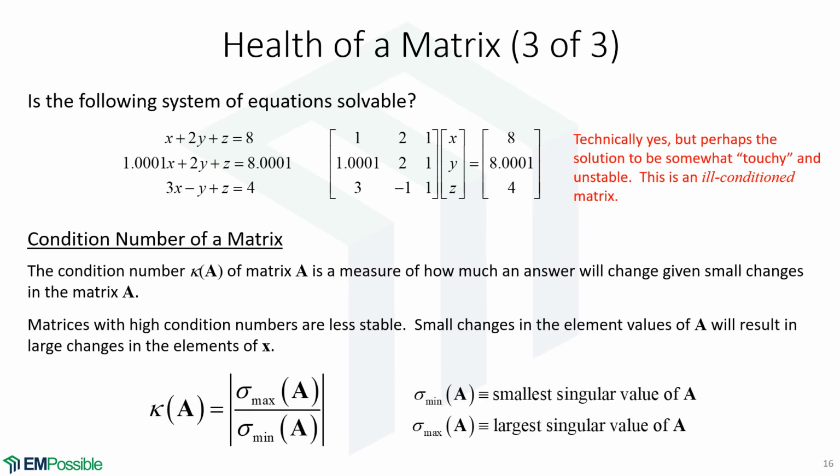So we can determine all this by what's called the condition number of a matrix. And this is a measure of, let's say we make small changes to our matrix, what kind of changes do they produce in the answer? If small changes in the matrix produce big changes, that's an ill-conditioned matrix. We would expect that to have a very high condition number and also less stable solutions.